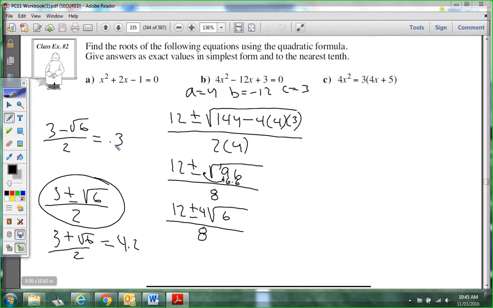Correct. It's not complete in standard form, and that's because one side isn't what? 0. We don't have a 0 on one side, so we need to get that. To do that, I'm going to distribute. I get 12x plus 15, and I'm going to move these over. So I got 4x squared minus 12x minus 15 equals 0.